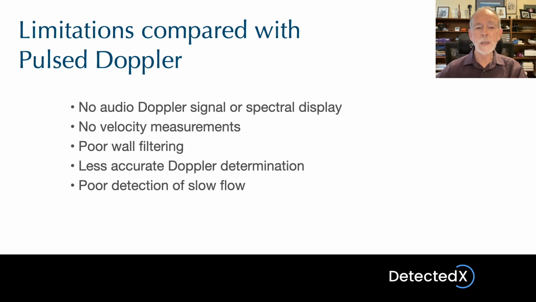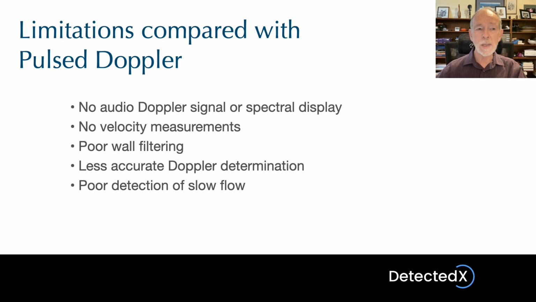Similarly, for the same reason, the determination of the Doppler shift is less accurate and more variable. So you'll see variability of the colour just simply due to the fact that the machine is working with the smallest amount of data it can get away with. And then finally, Colour Doppler is particularly poor at detecting slow-moving flow. So that's its kind of weakest point, the ability to detect slow flow.